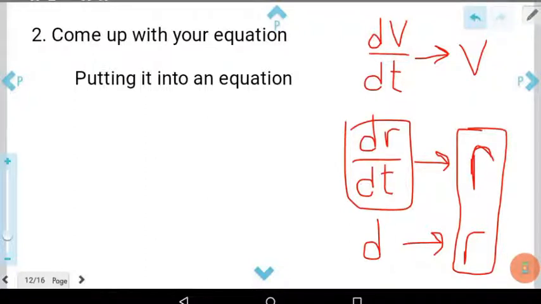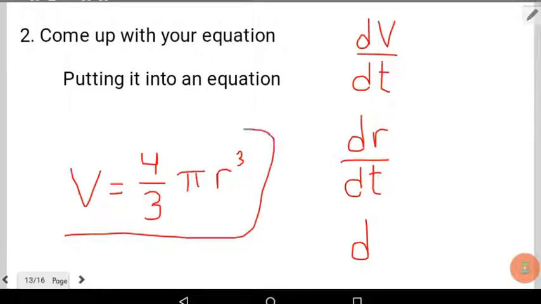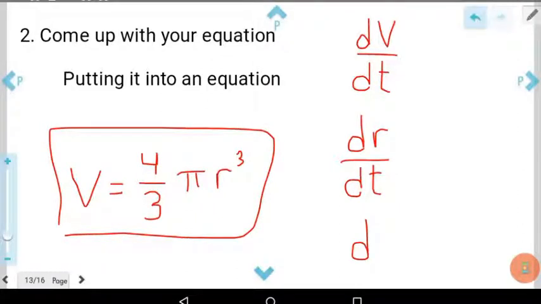The first thing that comes to mind when I think about a radius and the volume of a sphere is the equation for the volume of a sphere, which is this right here. If we have a sphere, this is how its volume and radius are related: the volume is 4/3 times pi times the radius cubed. This is a perfectly good equation to use, because we have the V that we know we need, and the only other variable in there is r. We know about r, and we know about r's rate of change, so that works perfectly.